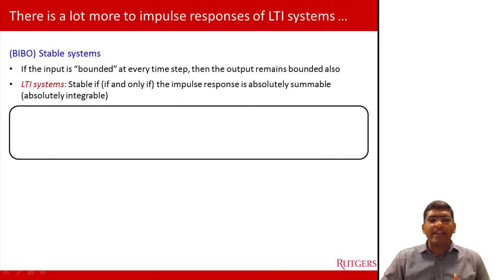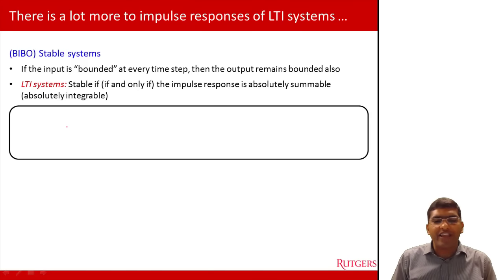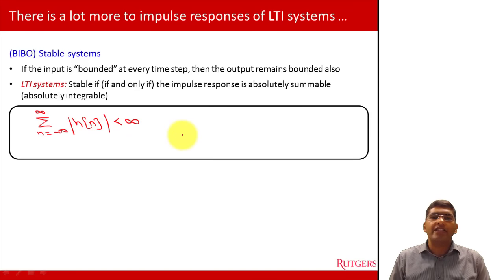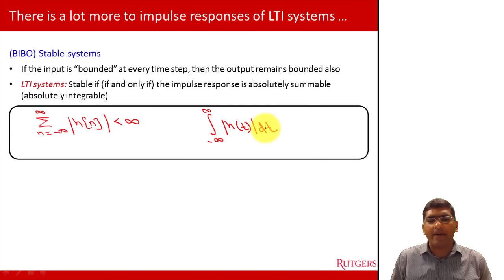In the case of a discrete time LTI system, if your impulse response is absolutely summable, which means if I take my impulse response, sum up the absolute value, and this comes out to be less than infinity, then my LTI system is stable. Similarly, in the case of a continuous time LTI system, I take my impulse response and do absolute integration. If the integral is less than infinity, then it's stable. In the case of continuous time LTI systems, this is actually also a necessary condition. It has to be satisfied for the system to be stable.